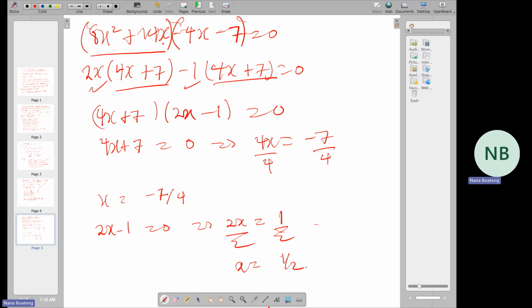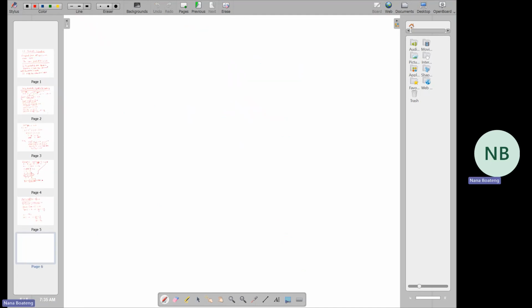All right, so x is equal to -7/4, and x is equal to 1/2. These two are the solutions for our quadratic equation. So let's move on to a third example. Example 3. For example 3, we're still solving by factoring.